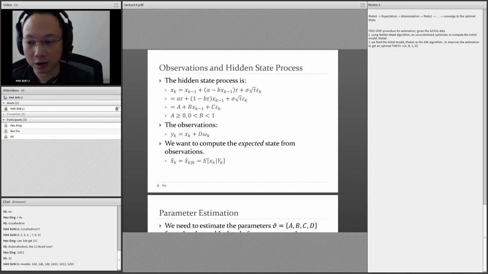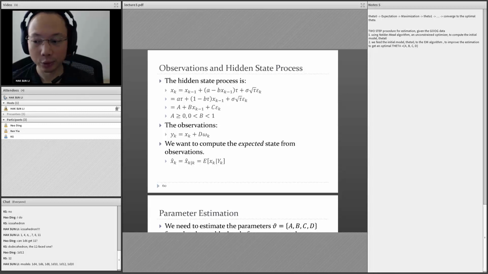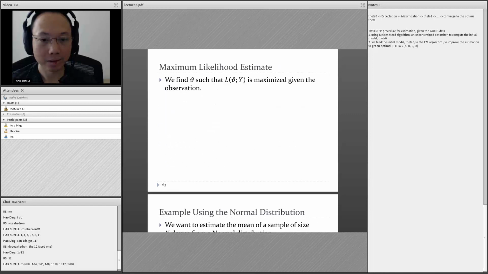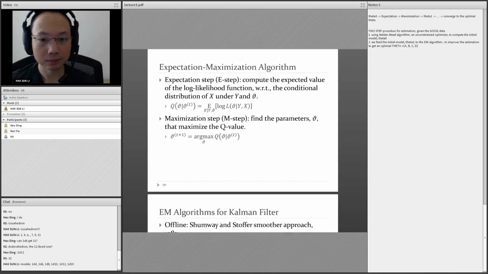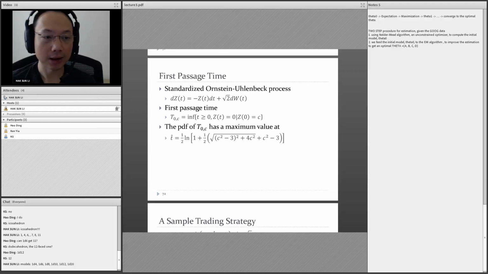We first start with an unconditional optimizer to compute the initial model theta zero, and then we fit theta zero into the EM algorithm to get an improved version of the model, one that is closer to the optimal model. And after we get the ABCD, now we are able to compute the conditional expectation of the future prices given all the historical prices. So this is ultimately the value that we want to compute. At this stage, we have the ABCD, we have all the models ready. So we have the Uhlenbeck process.